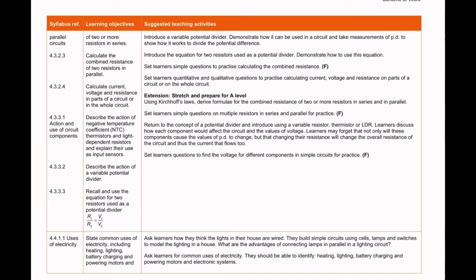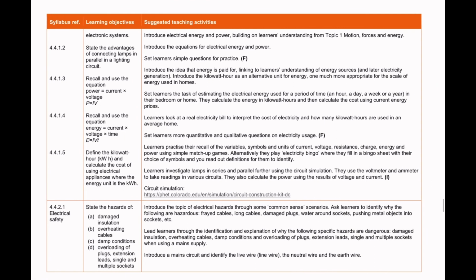Key concept 4.4.1.1: Uses of electricity. Learning objectives. State common uses of electricity, including heating, lighting, battery charging, power motors, and electronic systems. State the advantages of connecting lamps in parallel in a lighting circuit. Recall and use the equation: power is equal to current times voltage, or P is equal to IV.